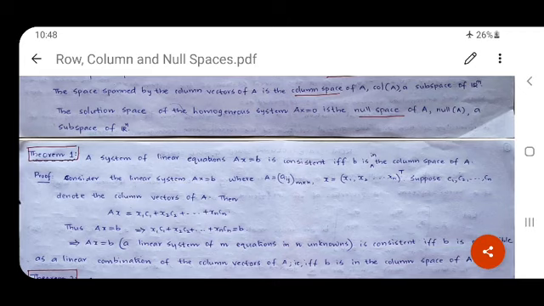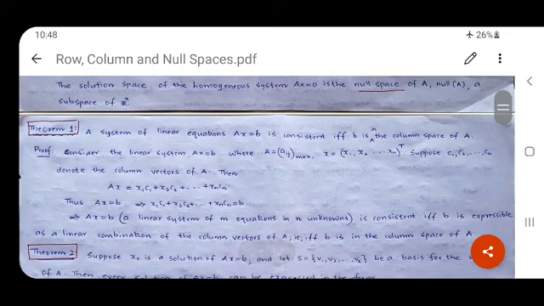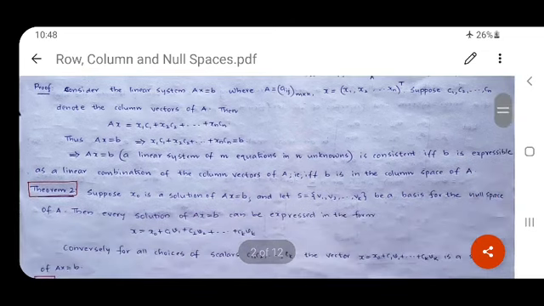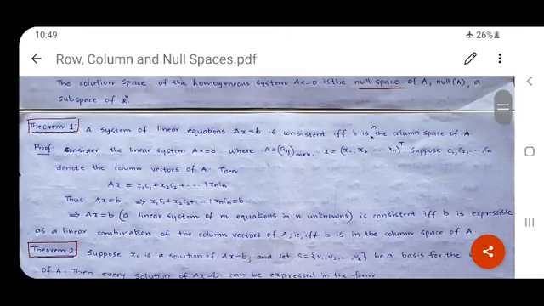And it implies Ax equal to b, which is a linear system of m equations in n unknowns, is consistent if and only if b is expressible as a linear combination of the column vectors of A. So if Ax equal to b is solvable, then this happens, and vice versa. So that means Ax equal to b is consistent if and only if b is in the column space of A. That is the first theorem. So in order to prove that the system is consistent, it is enough to prove that b is in the column space of A, or b is a linear combination of the columns of A.